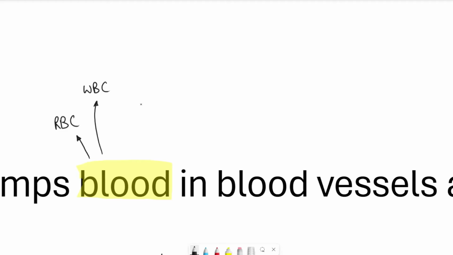It makes up less than 1% of our blood, but in the case of infection, the body will be able to produce a bit more. Which leads us on to platelets. So platelets are tiny, tiny fragments of cells that are able to clot the blood.